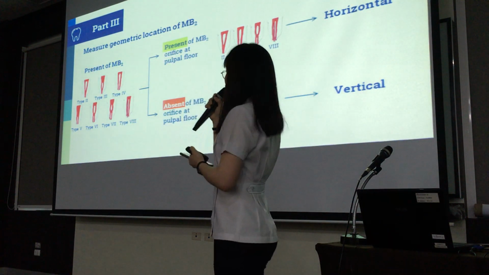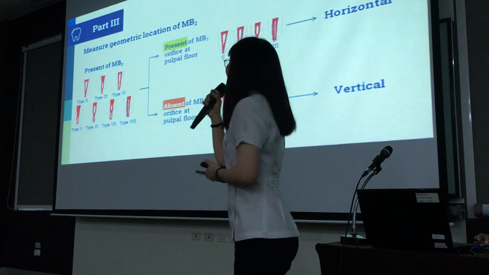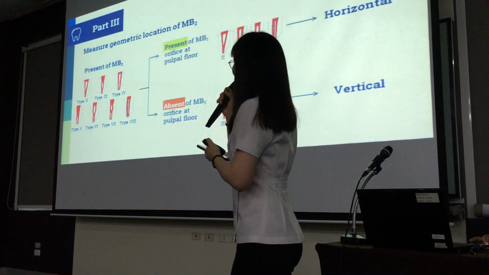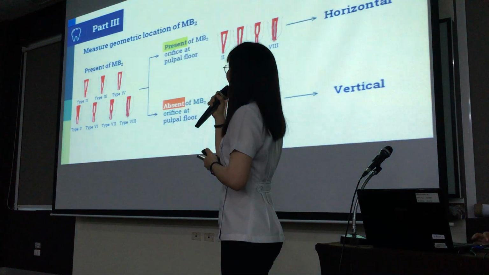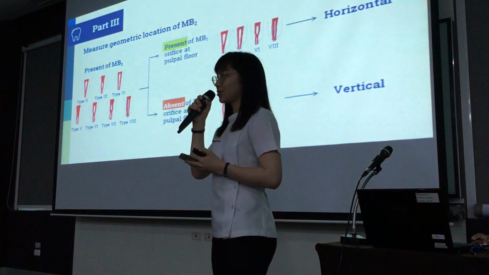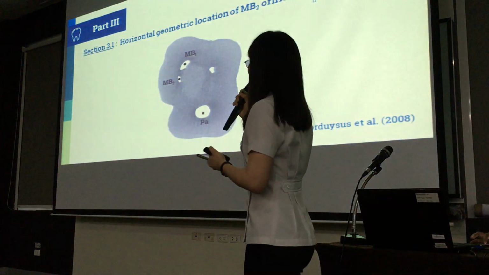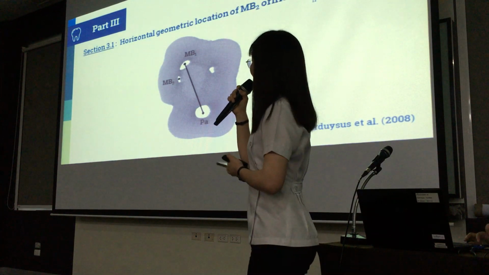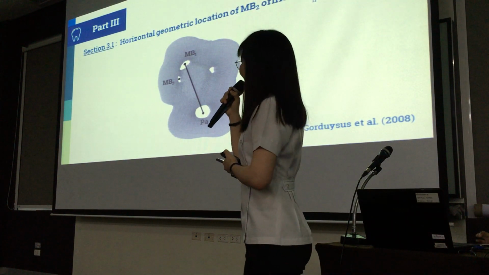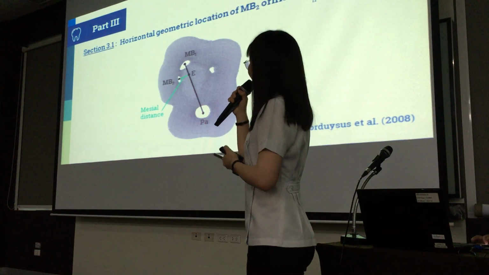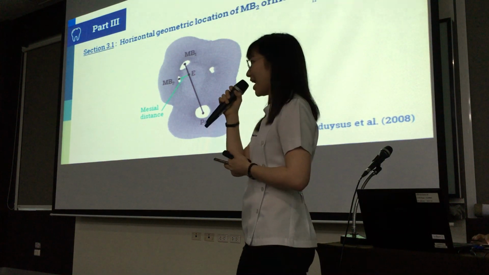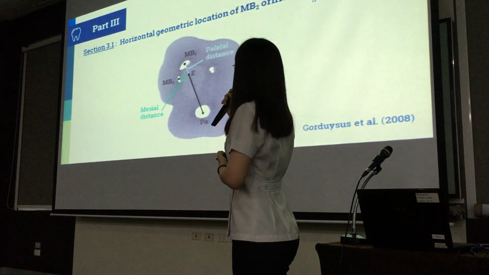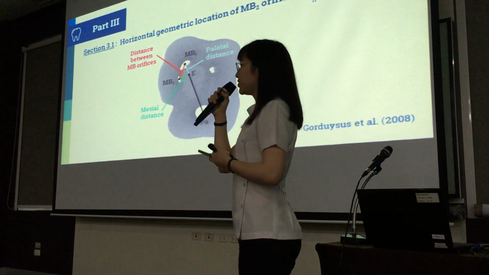For part 3, the teeth were divided into 2 groups. The first group presents MB2 at the pulpal floor level. This group was used to measure the horizontal geometric location according to Goodis's method. Briefly, Goodis's method suggests drawing a line from the MB1 orifice to the palatal orifice, then drawing a line from MB2 perpendicular to the MB1-palatal line, and then the average distances were the mesial distance, palatal distance, and distance between the MB orifices.